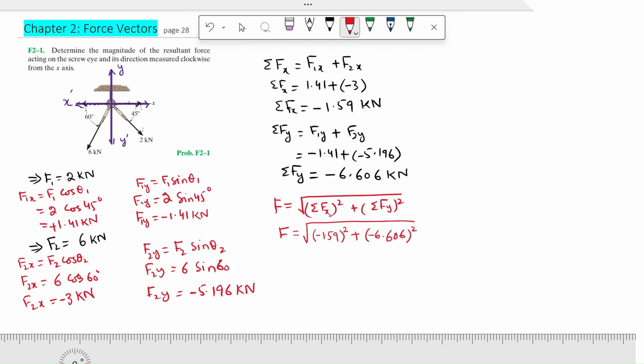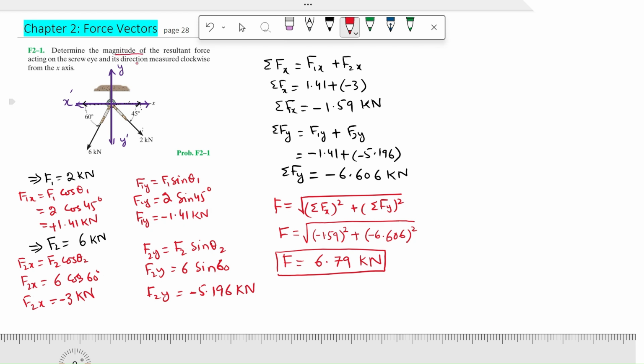So putting the value of summation of f of x as minus 1.59 and summation of f of y as minus 6.606, as we have determined here, and after applying the square root, we get the magnitude of the resultant force as 6.79 kilonewton. So we found the magnitude of the resultant force. We solved one part of the requirement of the question.